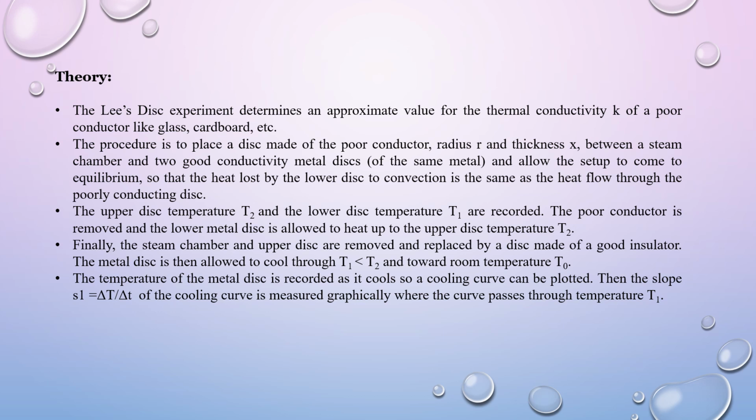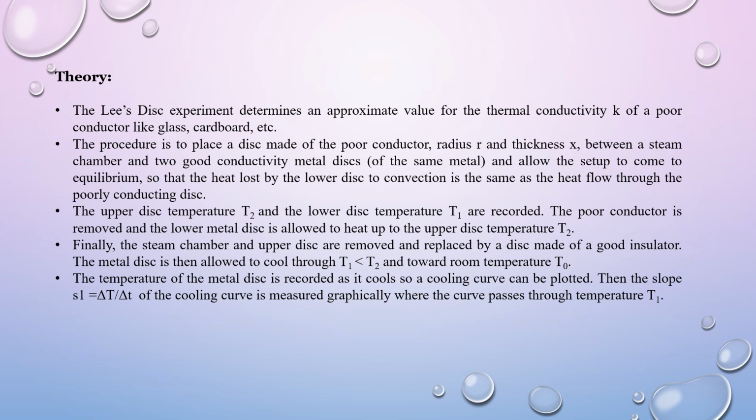The Lee's disc experiment determines an approximate value for the thermal conductivity K of a poor conductor like glass, cardboard, etc. The procedure is to place a disc made of the poor conductor, radius R and thickness X, between a steam chamber and the good conducting metal disc and allow the setup to come to equilibrium. The upper disc temperature θ2 and the lower disc temperature θ1 are recorded.